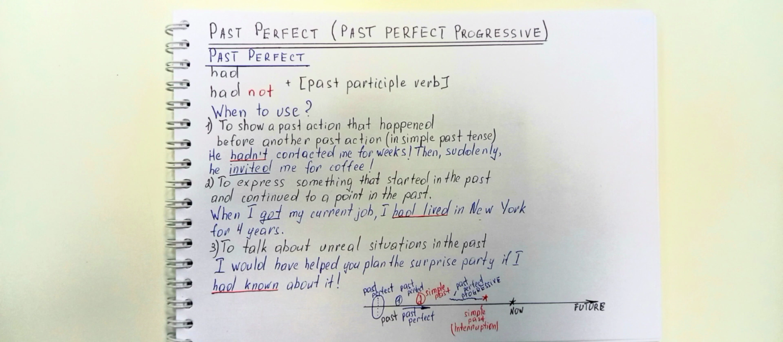If I had to visualize this again in the past, I've used a dotted line here to show it's not real. So there is something back here in the past that didn't happen, but that we want to reference now. We want to talk about it now. So if in the past I had known, so I didn't know, but if I had known, I would have helped you plan. So this is an unreal situation. We can use past perfect for all of this.